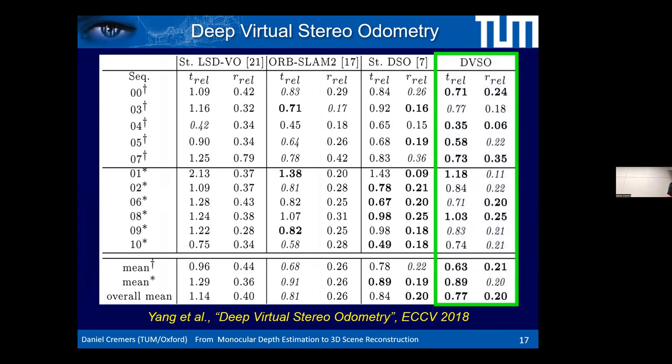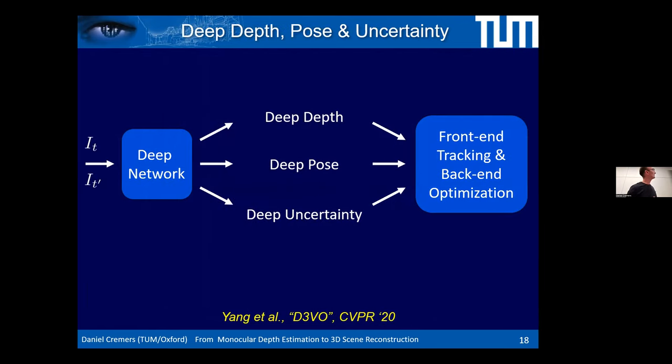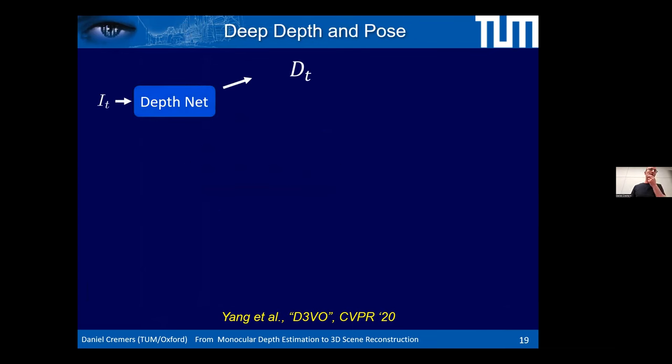And this was a comparison where we compared to, you know, LSD-SLAM, ORB-SLAM, and stereo DSO. And we found that this monocular technique actually outperforms them, even though it only uses one of the two cameras. And that kind of encouraged us to look deeper, literally. How else can you use the deep networks beyond depth prediction? You can predict relative camera motion, the pose. You can predict an uncertainty. And I'll go into a bit more detail on how we do this.